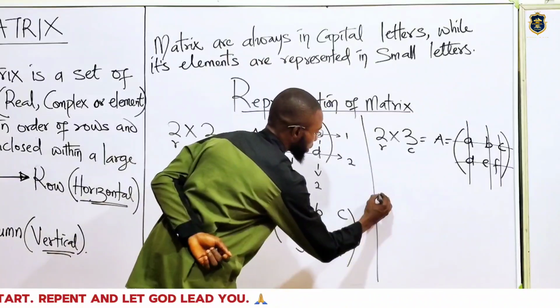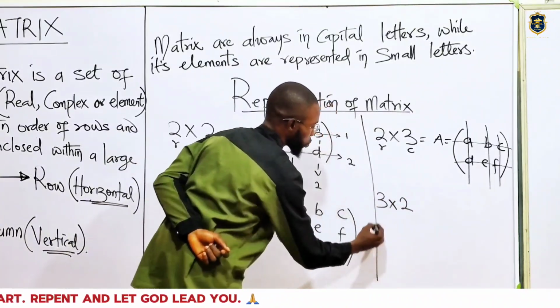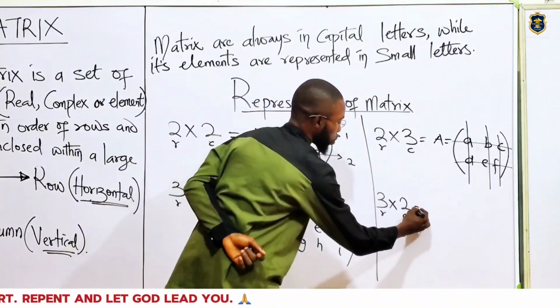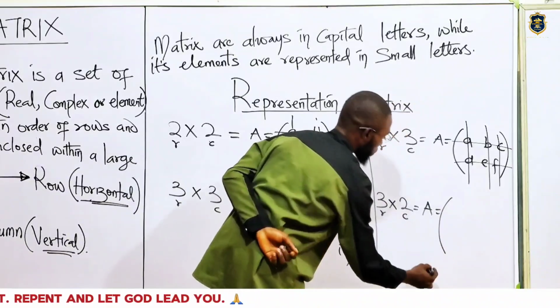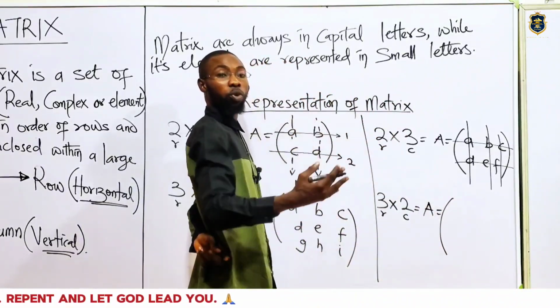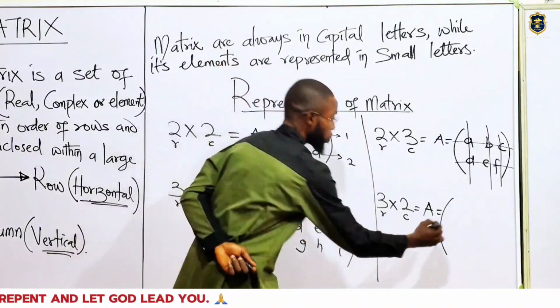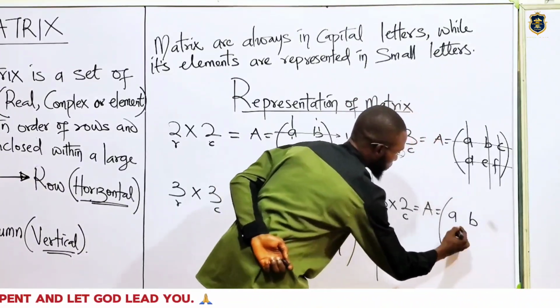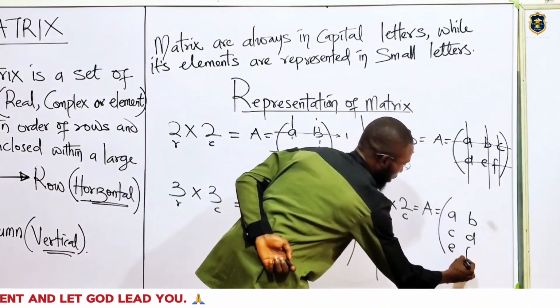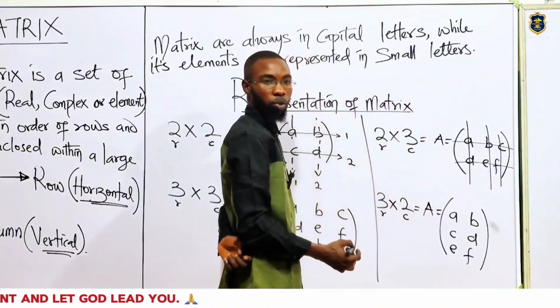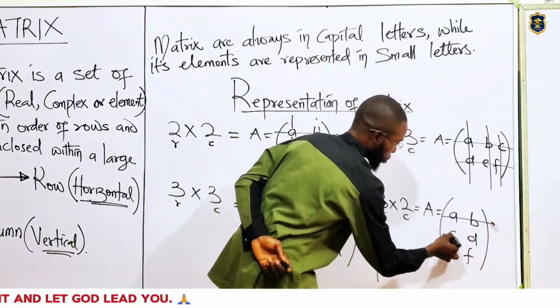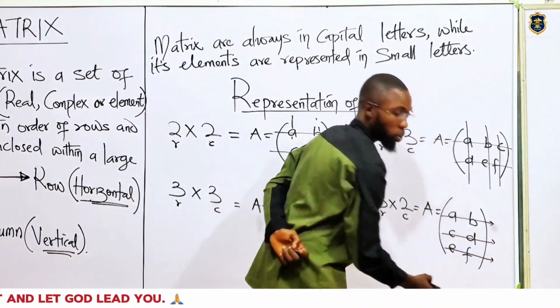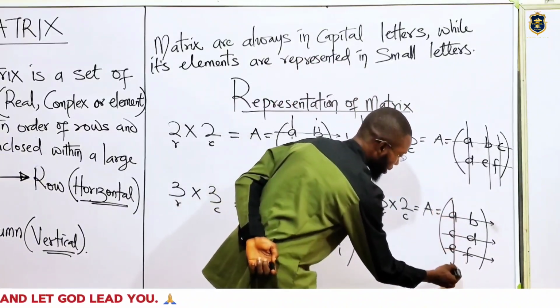Sometimes it's presented in 3 times 2. That is 3 rows, 2 columns, whereby A becomes what? The row now is 3, and then the column is 2. We have 3 rows: A, B, C, D, E, F. So if you look at the rows, we have 1, 2, 3 rows, and for the columns we have 1, 2.